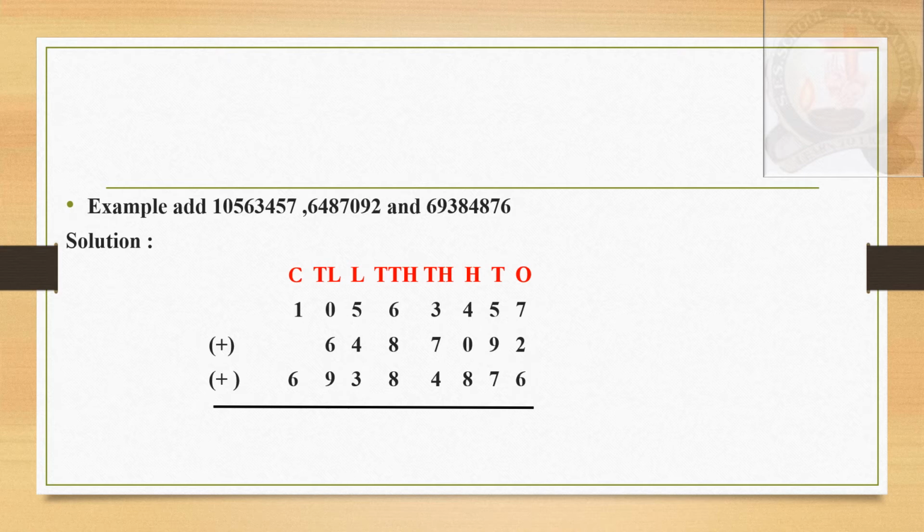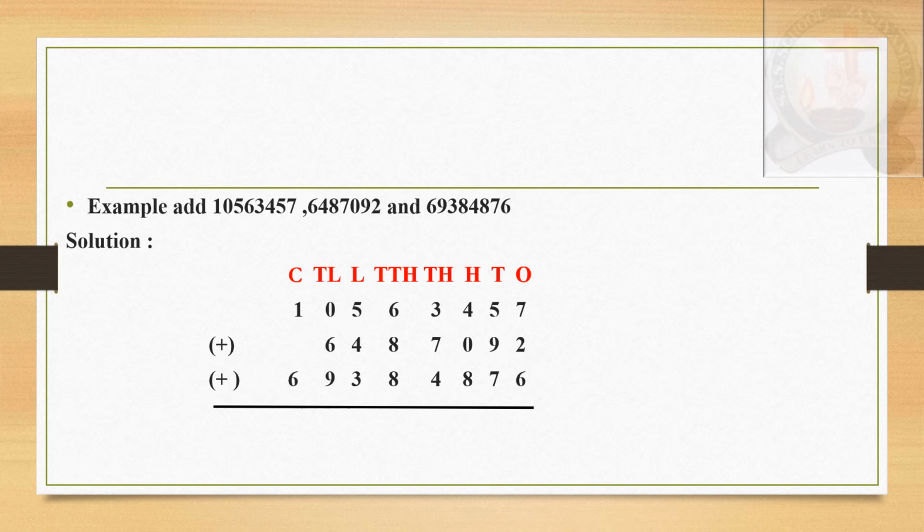So if 1 goes to the next digit, add it. 1 plus 5 is 6, 6 plus 5 is 15, 15 plus 7 is 22. For 22, 2 we write and carry 2. Okay, right. 2 plus 4 is 6, 6 plus 4 is 14. For 14 write 4 and 1 carry. Now add it. 1 plus 3 is 4, 4 plus 7 is 11, 11 plus 4 is 15.